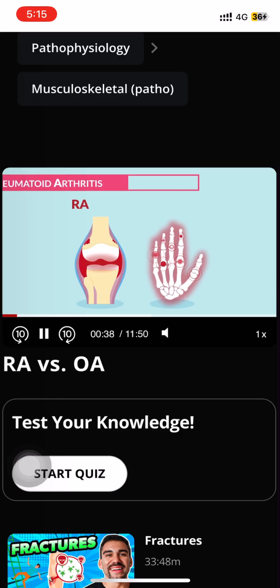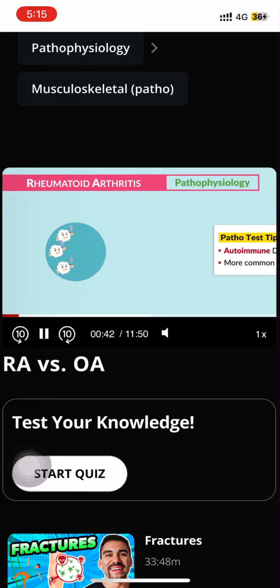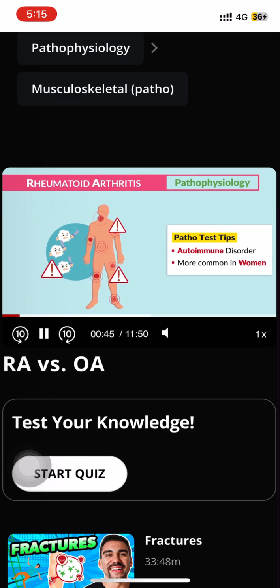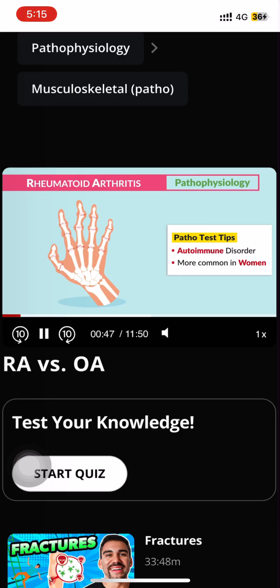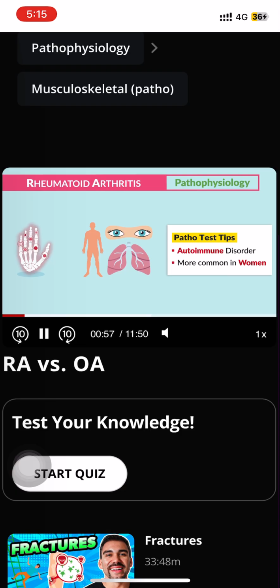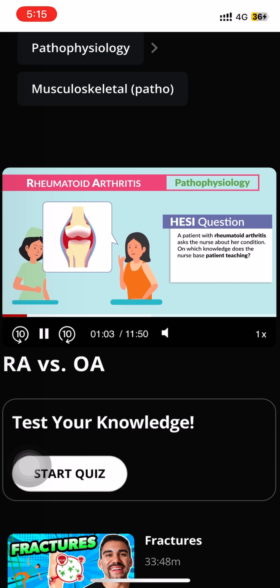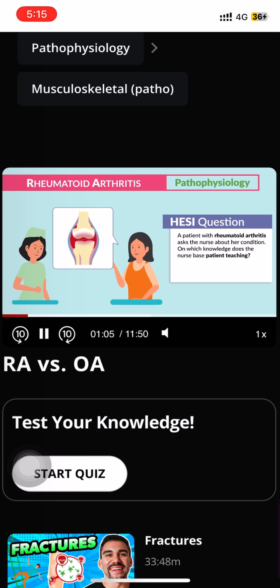So let's cover RA first. Rheumatoid arthritis. This is the autoimmune disorder where the body attacks itself, mainly attacking the joints, causing major inflammation and deformity, notably seen in the joints of the hand, like the knuckles. But RA can also involve other organs like the skin, eyes, and lungs, as collateral damage when the body attacks itself.